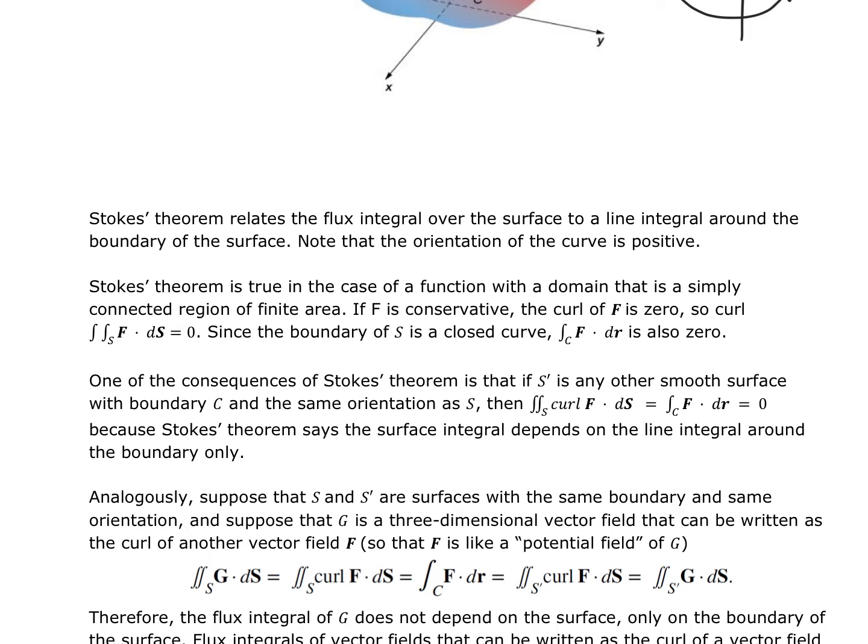One of the consequences of Stokes' Theorem is that if S' is any other smooth surface with the same boundary C and the same orientation as S, then the double integral over the surface of the curl of F dotted with dS is equal to the integral over the curve of my vector field F dotted with dr. This is because Stokes' Theorem says the surface integral depends on the line integral around the boundary only.